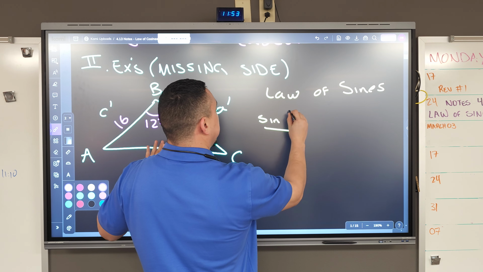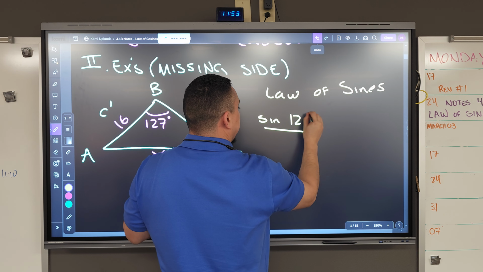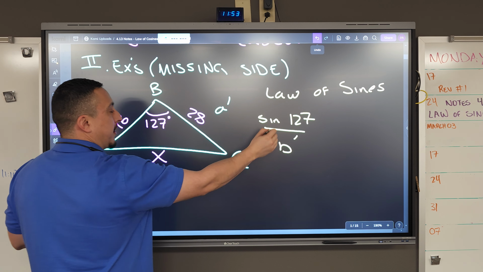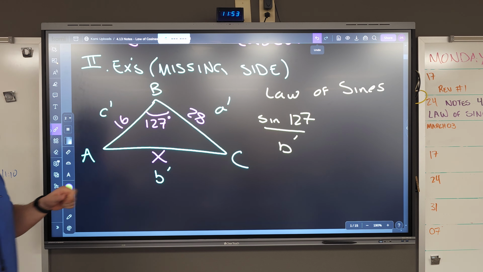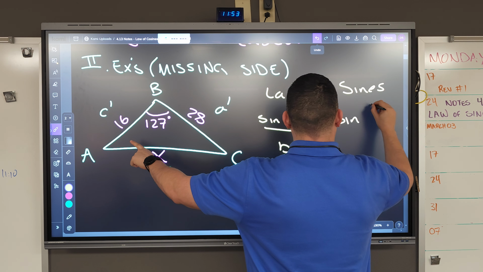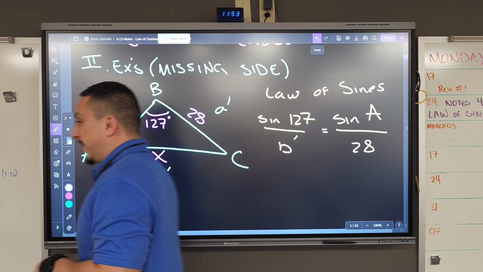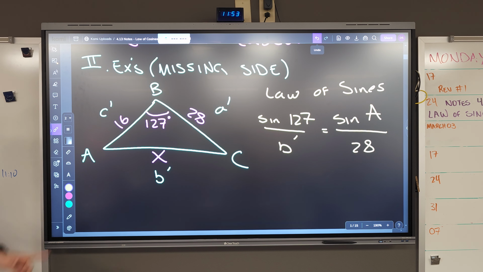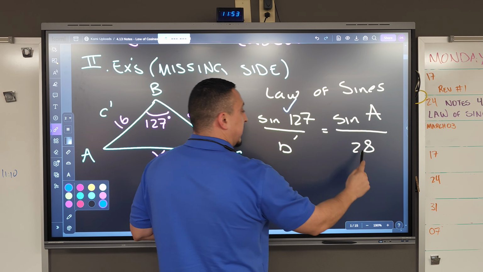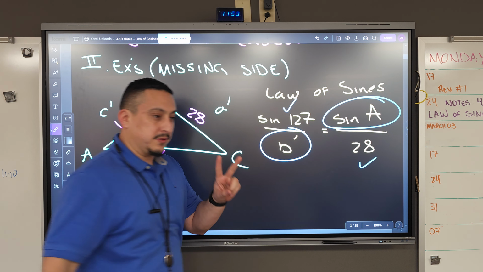Let's do sine B. Oh, I do know that angle. 127 over side B, I don't know, so this is my B fraction. Equal, I don't know, let's try A. Sine, I don't know angle A, but I do know side A. And there you can see the issue. I just wanted you to see it visually. I know this, but I don't know two things. Therefore, you can't solve it.